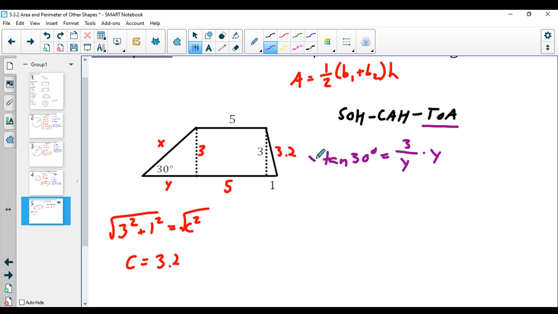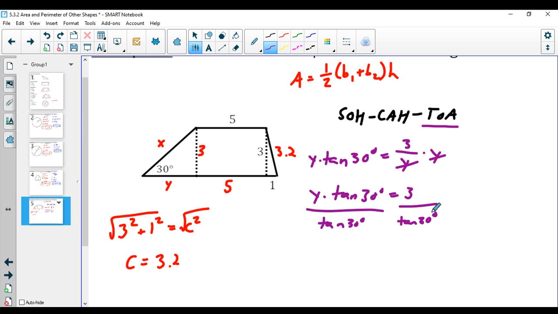Solve for y. I'm going to do this one kind of fast, right? So y times tangent of 30, after we multiply the y over, equals 3. And then tangent of 30 is just a number we can divide by. And so we get y equals 3 divided by the tangent of 30, which luckily we can put into our calculators. And we get 5.2.